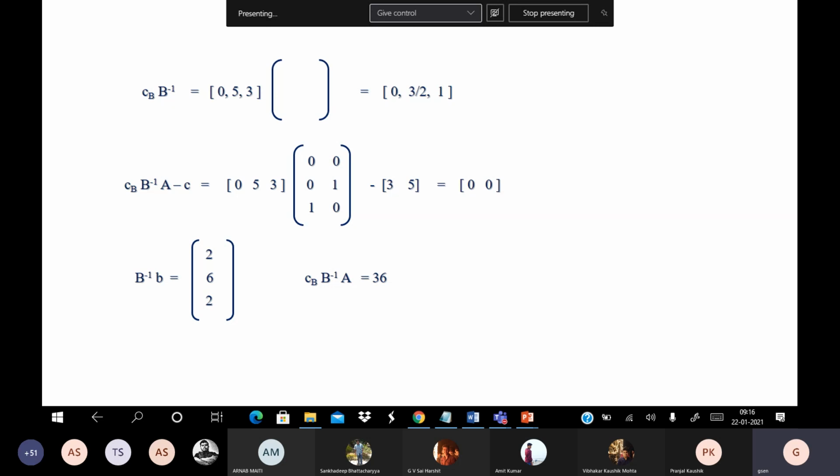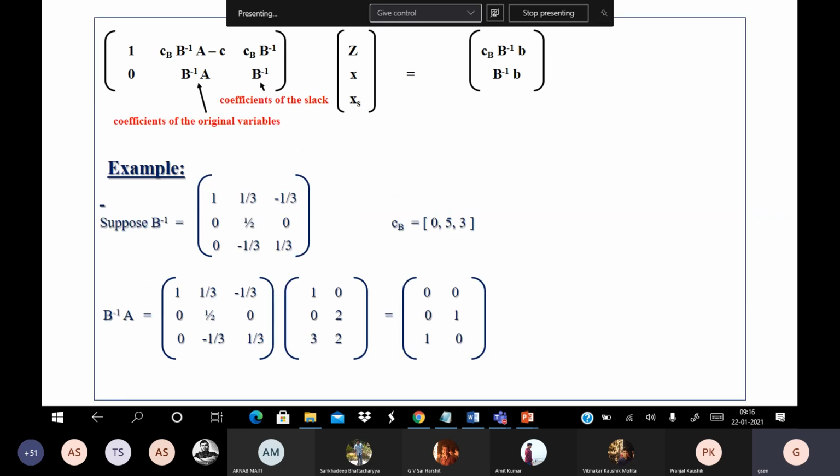So simply, I am generating the parts. To answer this question, I didn't need to generate the entire table, right? For example, this B inverse A is not needed. Similarly, CB B inverse A minus C is also not needed because I want to know only the coefficients of the non-basic variables, which are x4 and x5. So I only need to generate CB B inverse and I can answer that question, right?